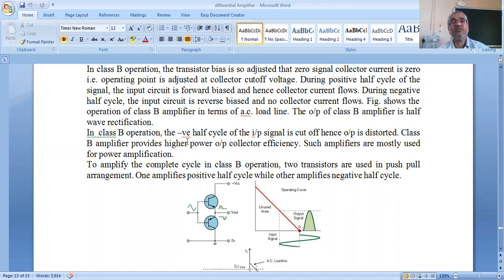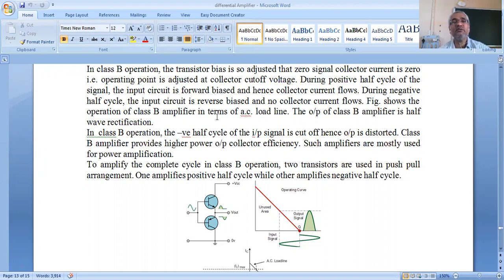In class B operation, the negative half cycle of the input signal is cut off, hence output is distorted. म्हणजे आपल्याला फक्त पॉझिटिव्ह हाफ सायकल मिळते, निगेटिव्ह हाफ सायकल काय होते, कट होते. म्हणजे समजा आपण सा रे ग म पद असं बोलतोय, सा रे सा सा समजा तुमचा पॉझिटिव्ह हाफ सायकल मध्ये आणि रे हा निगेटिव्ह हाफ सायकल मध्ये येत असेल, तर फक्त सा अँप्लिफाय होईल, रे कट होऊन जाईल. सो इट प्रोड्युसेस द डिस्टॉर्शन. So during negative half cycle, the input circuit is reverse bias and no collector current flows.